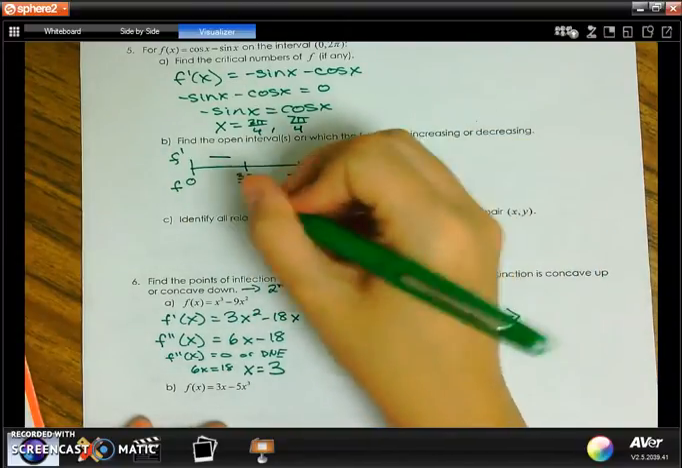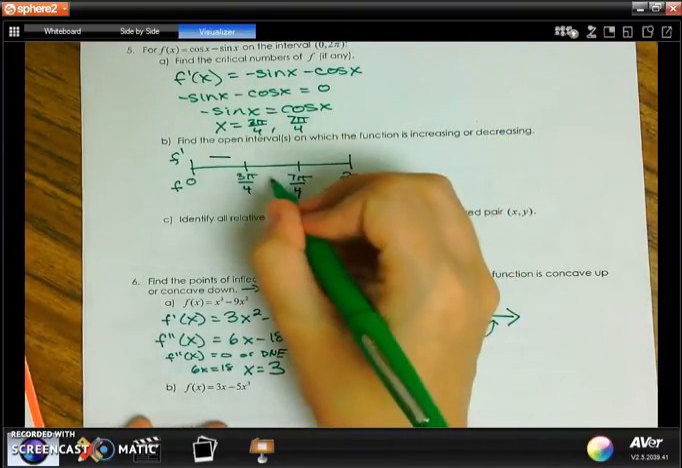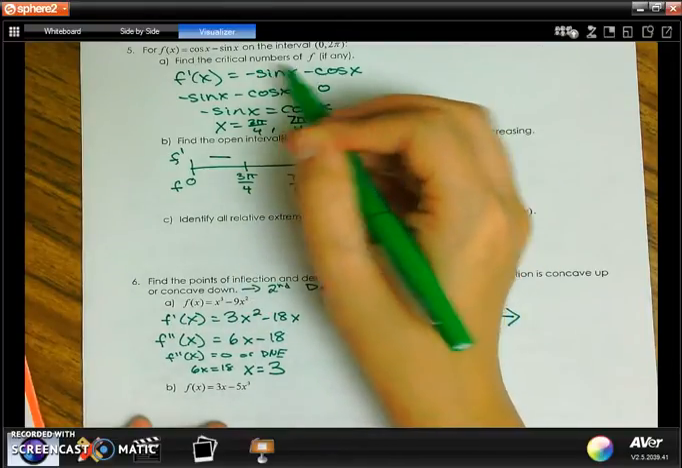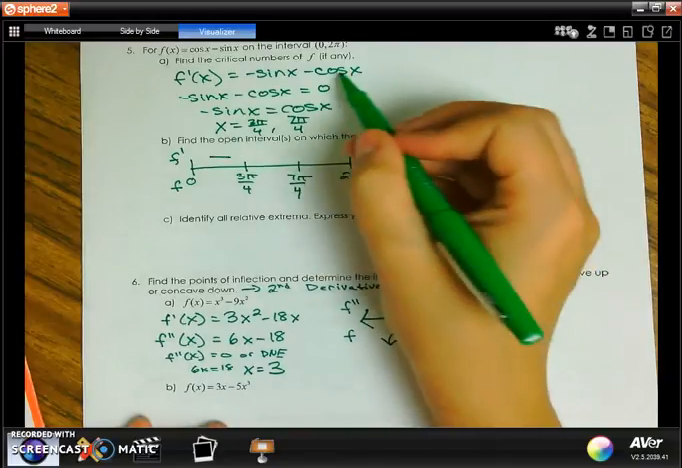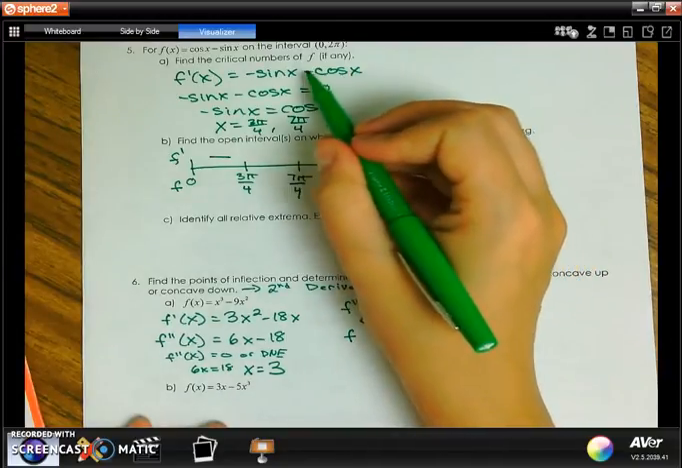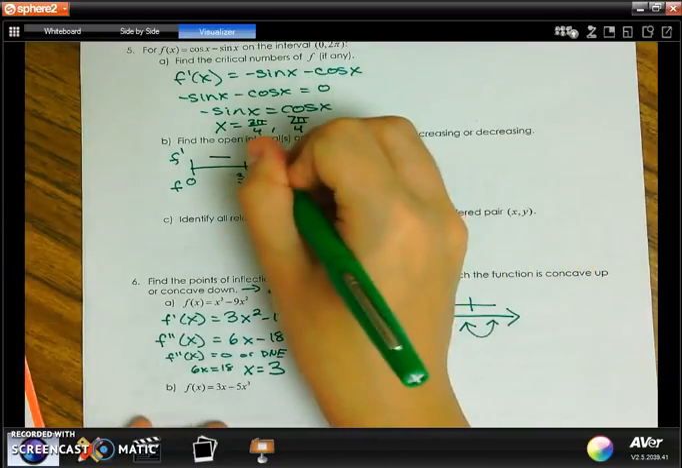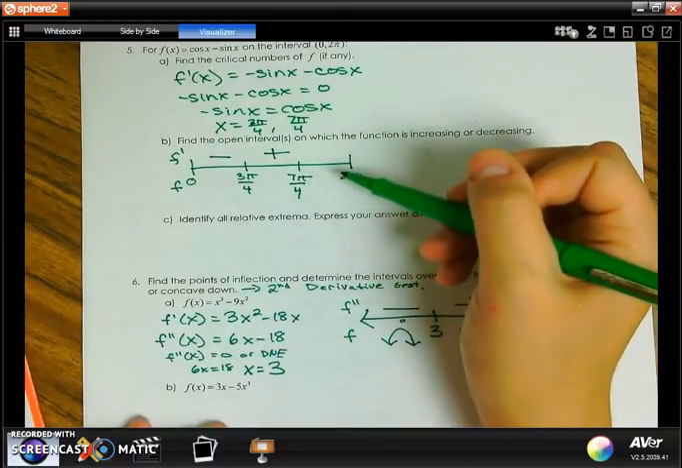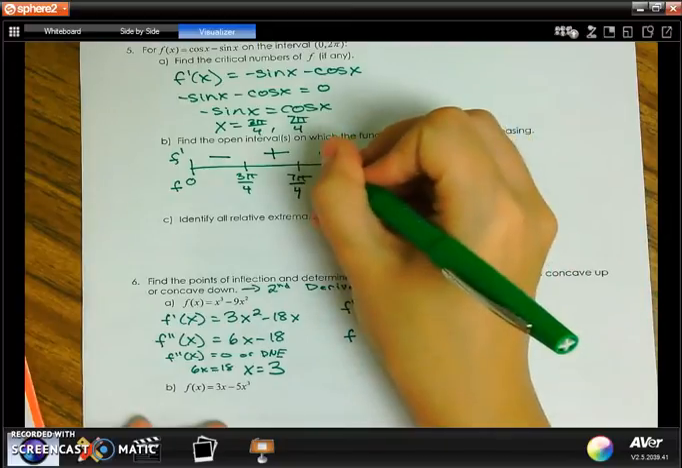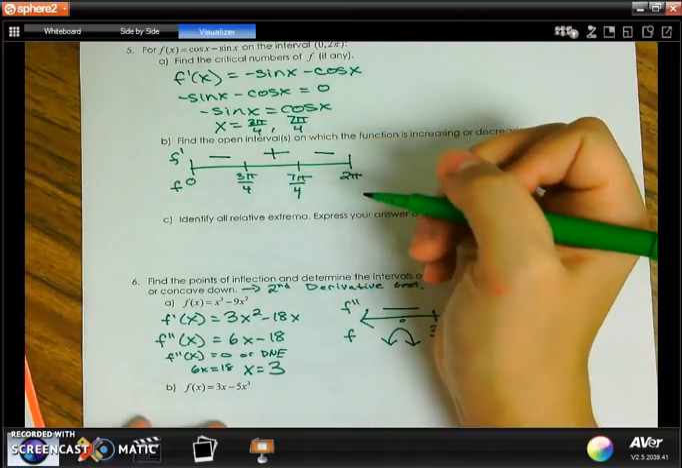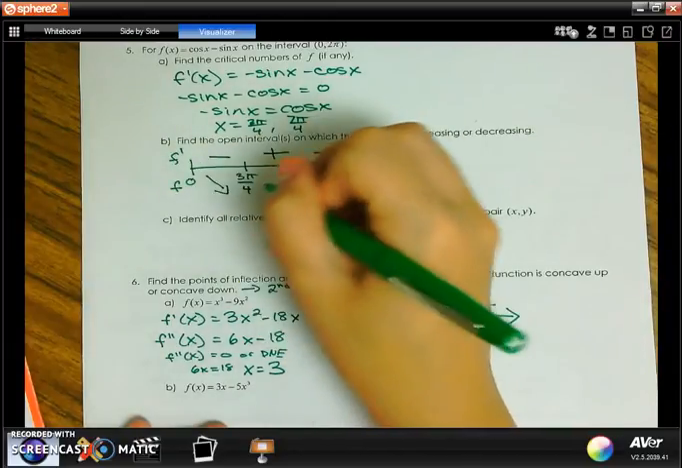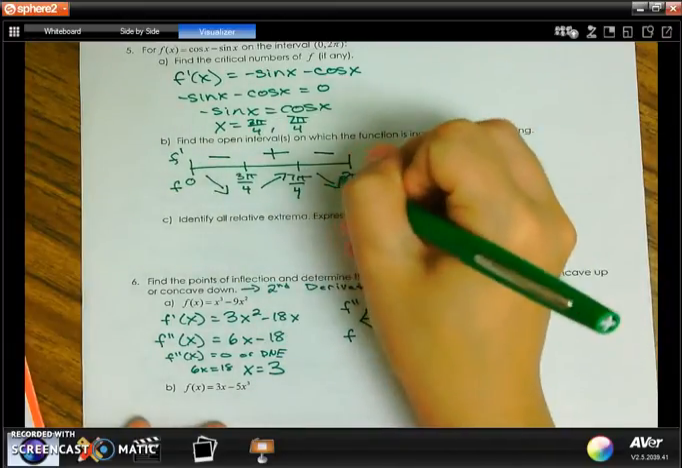A good example of something between the next two critical values would be pi. When you plug in pi, the sine of pi is 0, so negative 0, and the cosine there is negative 1, so minus a negative turns to a positive. Then you could plug in something over here, 11 pi over 6 would work, anything to the right. That's going to be negative. So that tells me that the original is decreasing, then increasing, then decreasing.